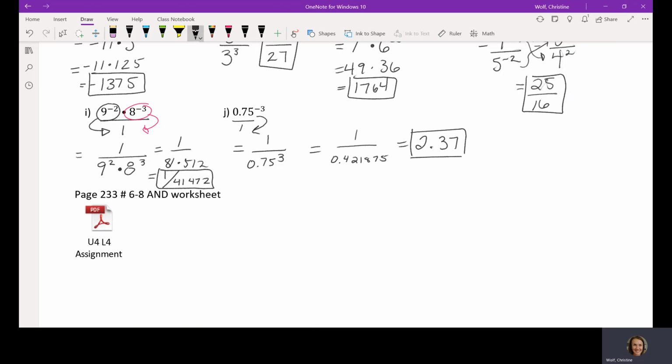And there you go. So for the assignment, there is a worksheet and a few questions from the textbook. Okay. And you will be getting the worksheet in class when I see you next. Okay. Good luck.